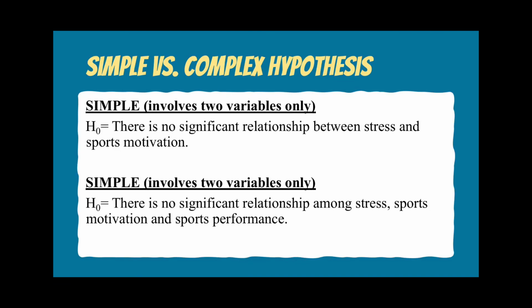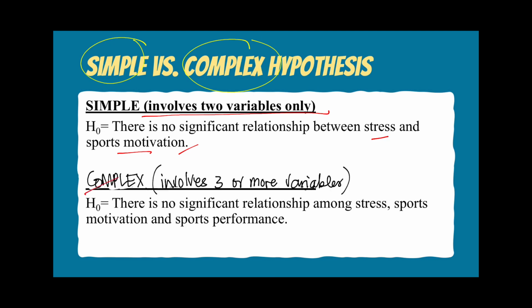So there are 3 typologies of hypothesis. First, we have simple versus complex hypothesis. Simple only involves 2 variables. For example, there is no significant relationship between stress and sports motivation, right? And the second one is complex, which involves 3 or more variables. For example, there is no significant relationship among stress, sports motivation, and sports performance.